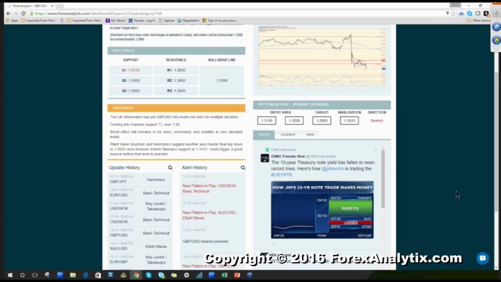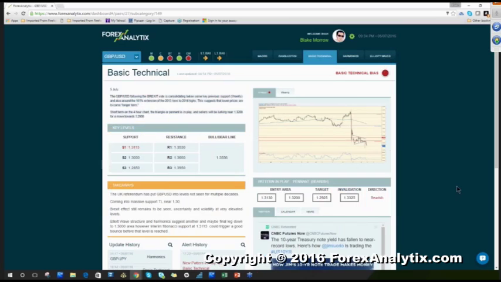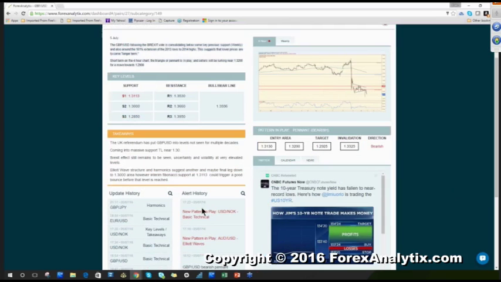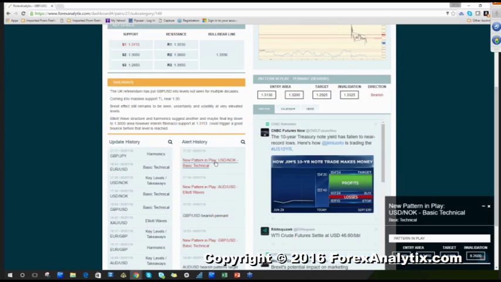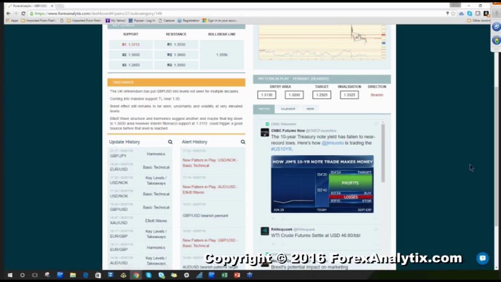Everything in the browser pops up real time. You don't have to refresh your browser. So if there's an update or something that's created real time, it'll pop up right here. Everything's push information. Everything is real time. You have different alert histories, so you can go back and say, oh wait, when did that alert come out? Oh, it's a pattern in play.